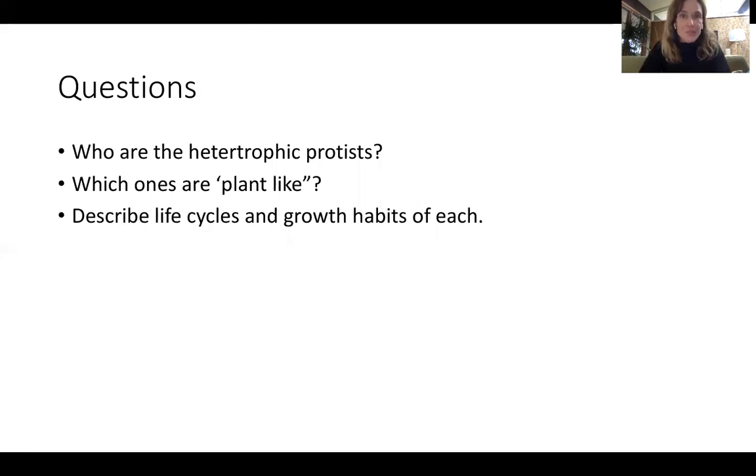So the questions for this week, which could be on a final, who are the heterotrophic protists? Tell me what you know about them. Which ones are plant-like? Which ones are animal-like? Which ones are fungal-like? Describe the cycles and growth habits of each one.